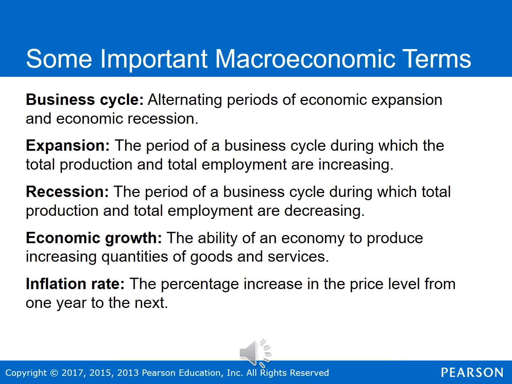Before we get started diving into macroeconomic models, there's some important terms I want to cover that we'll be using throughout the next several chapters. The first is the business cycle. So these are alternating periods of economic expansion and economic recession. The business cycle represents how an economy is doing over time. So there's going to be a growth period where the economy starts doing well. There's going to be a peak where we reach the best we're doing, at least in the short run. And then there's going to be a downward slide where the economy is doing worse. And this is going to continue up and down over time.